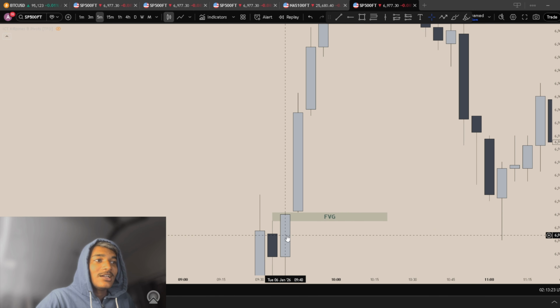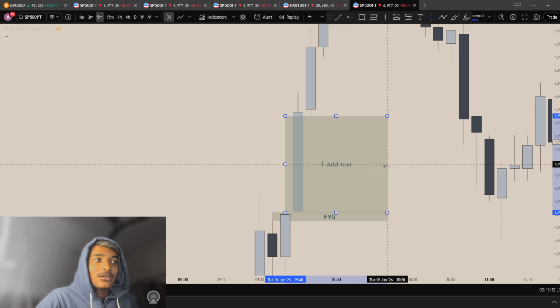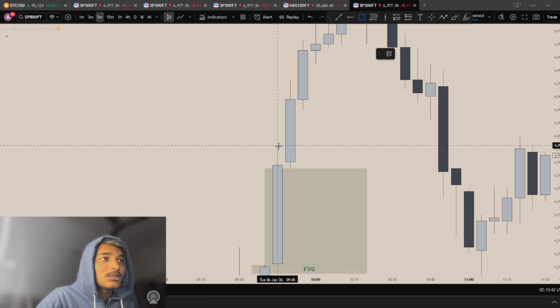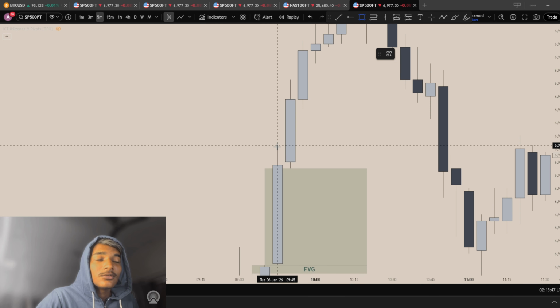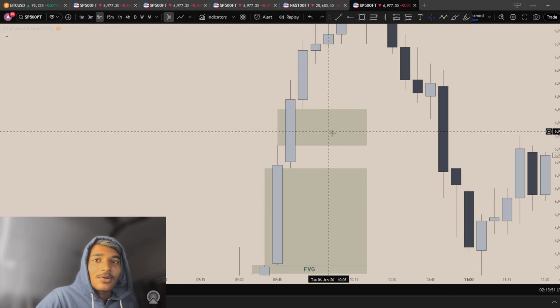And then as we move up, you can see how massive the fair value gap is here. This is the first candle, this is the second candle, and this is the third candle. Wick of the first candle, wick of the third candle. Here is a gap, and this is a fair value gap. And then as we move up, this is the first candle, this is the second candle, this is the third candle. So first candle wicks, second candle wicks, this is a bullish fair value gap.